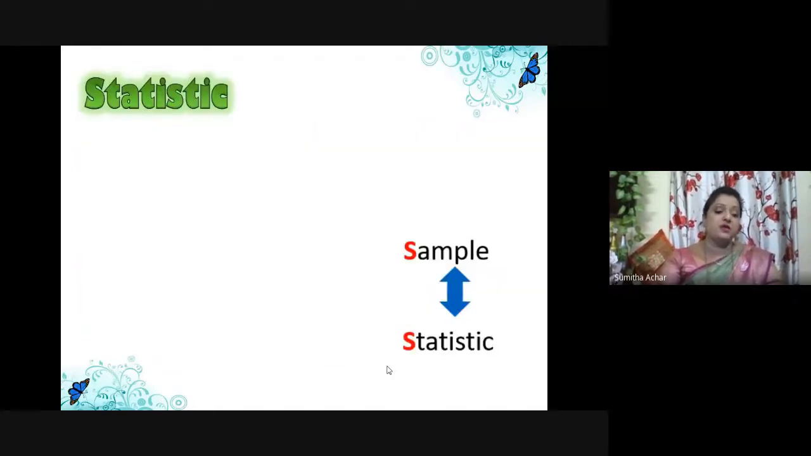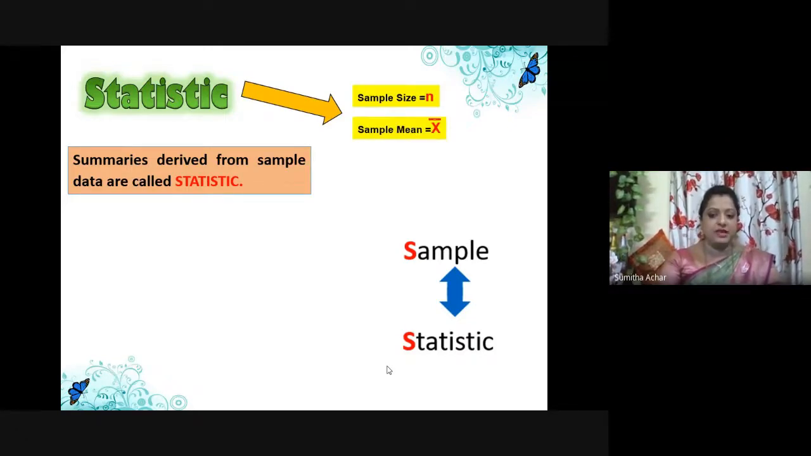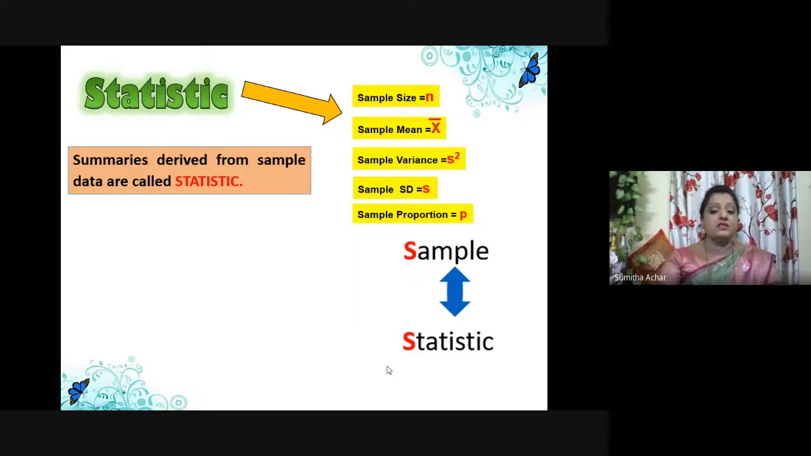Now, having said this, what is a statistic? I said S is for sample, S is for statistic, right? Summary measures of sample data are what we term a statistic. What can be the summary measure? Sample size, sample mean, sample standard deviation, or sample proportions. Let us come back to the same example. My company manufactures 20,000 bulbs in a day. I am inspecting 200 bulbs for my study. So 200 is my statistic, right?